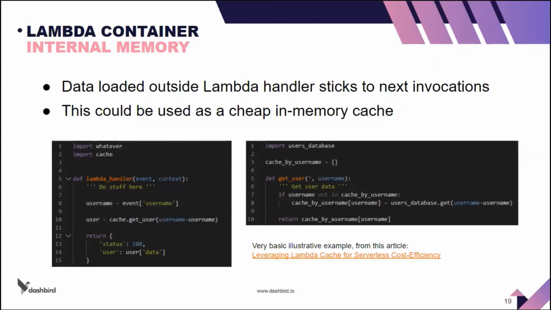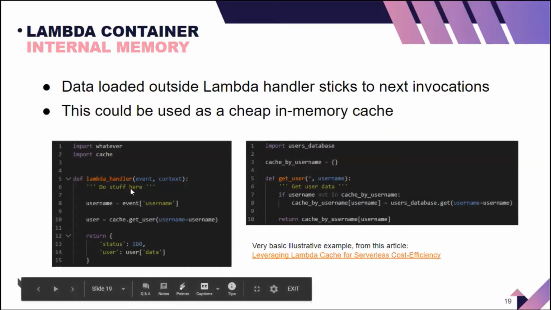Another strategy we can use to save money on Lambda is to use the internal memory from the Lambda container as a caching mechanism. So we all know that data loaded outside the Lambda handler sticks to the next invocations, so it remains in memory. So this can be used as a caching mechanism.